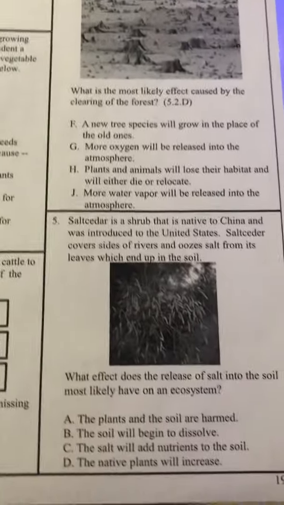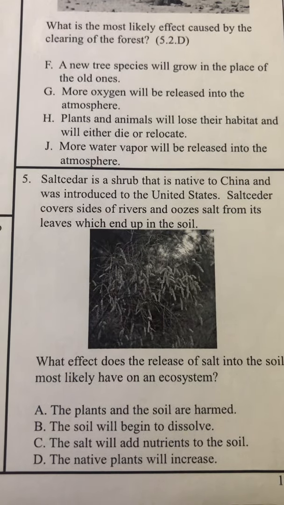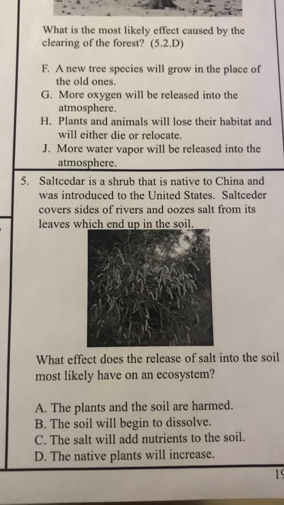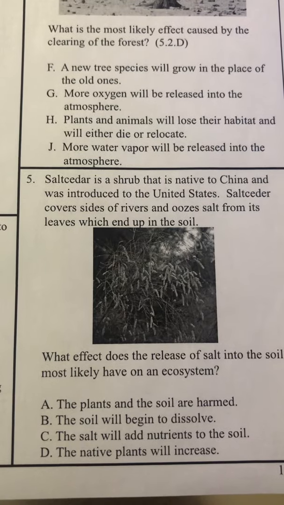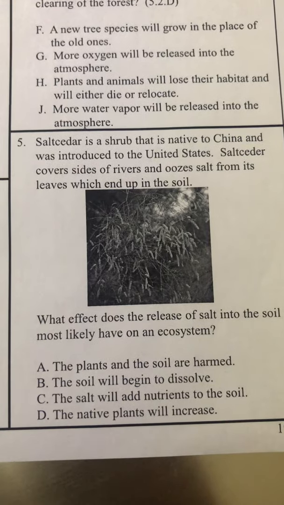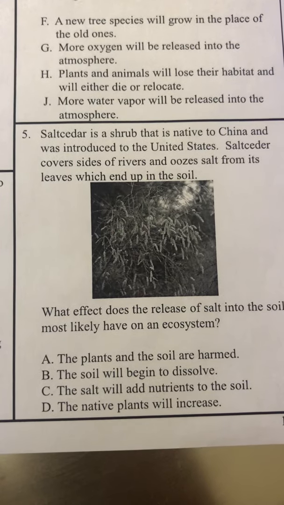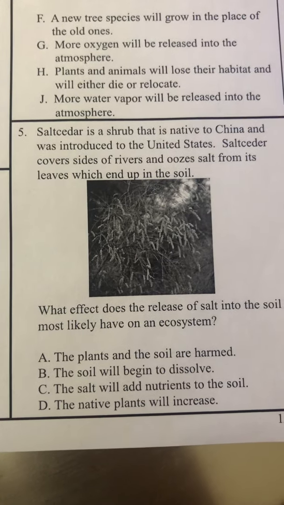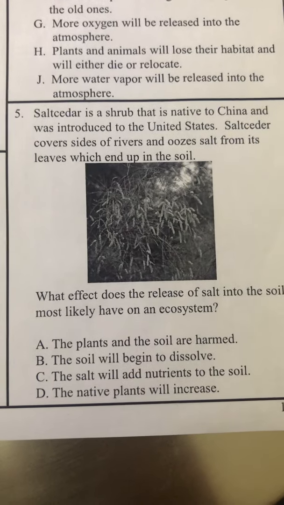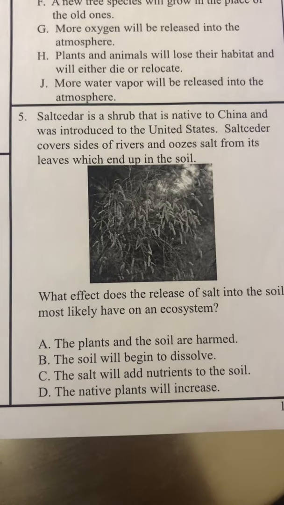Number 5. Salt cedar is a shrub that is native to China and was introduced to the United States. Salt cedar covers sides of rivers and oozes salt from its leaves, which end up in the soil. What effect does the release of salt into the soil most likely have on an ecosystem? A, the plants in the soil are harmed. B, the soil will begin to dissolve. C, the salt will add nutrients to the soil. D, the native plants will increase.